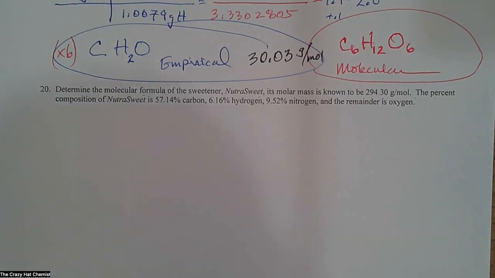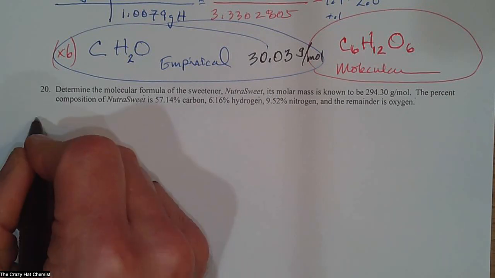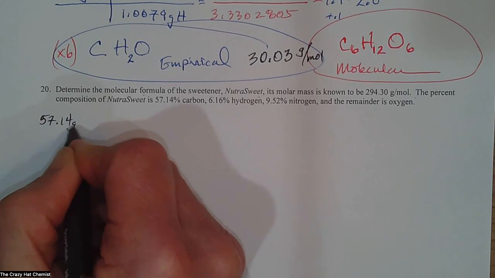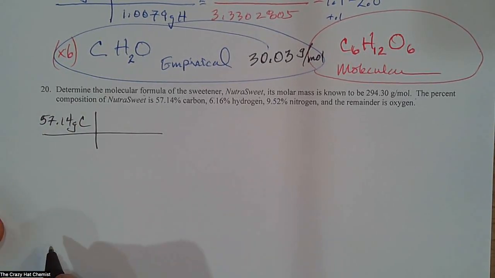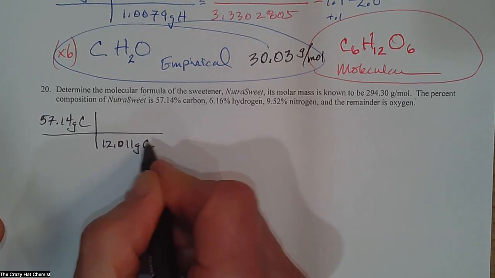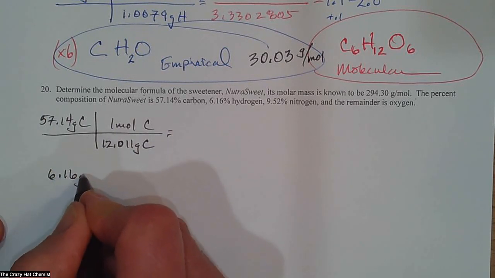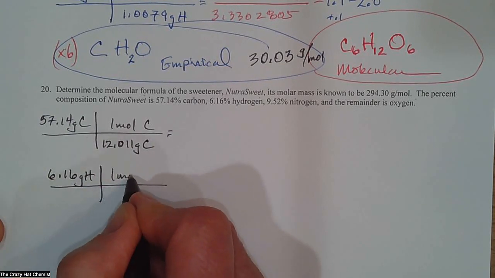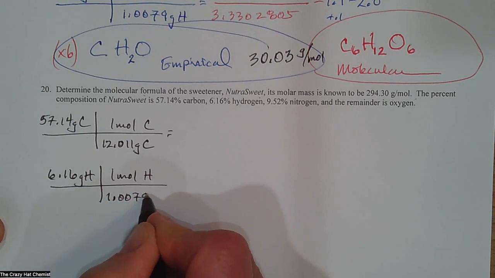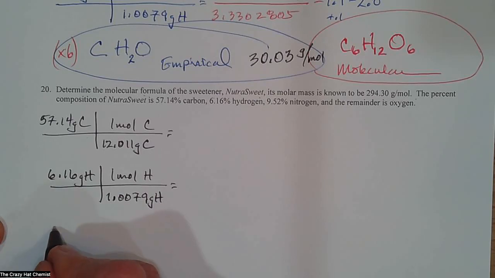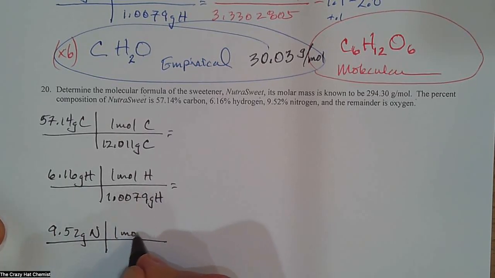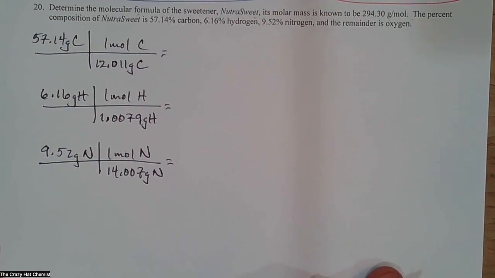Okay, so let's see if we can do this here. Our carbon is 57.14 grams of carbon. And we're going to convert this into moles. So that's 12.011 grams of carbon, 1 mole carbon. And then we have 6.16 grams of hydrogen. Going to convert that to moles of hydrogen, 1.0079 grams hydrogen. Then we have 9.52 grams of nitrogen. That's 1 mole of nitrogen and 14.007 grams of nitrogen.